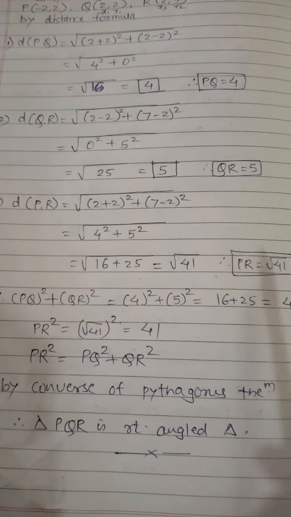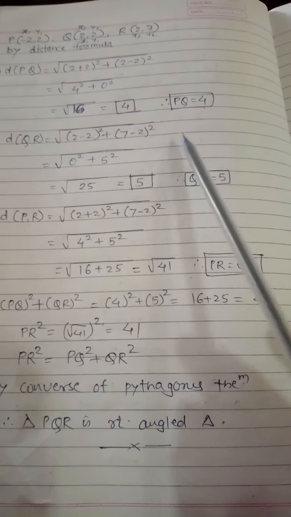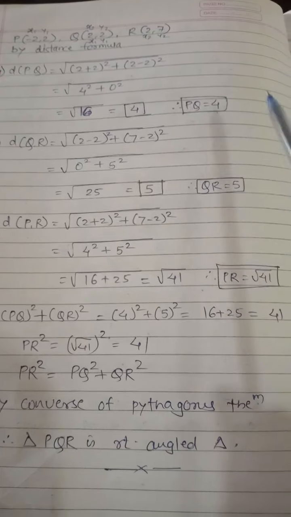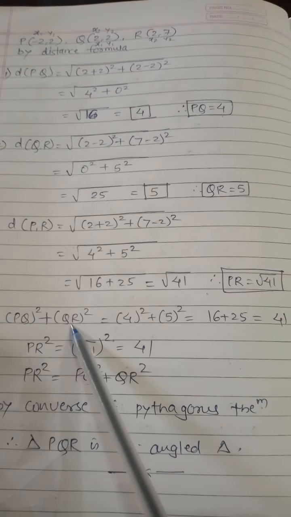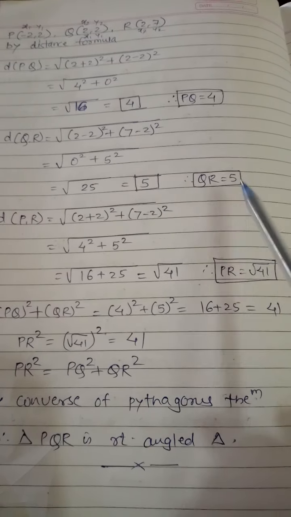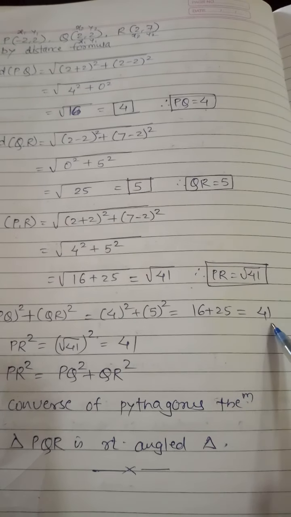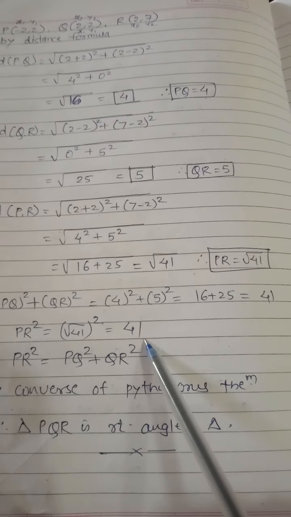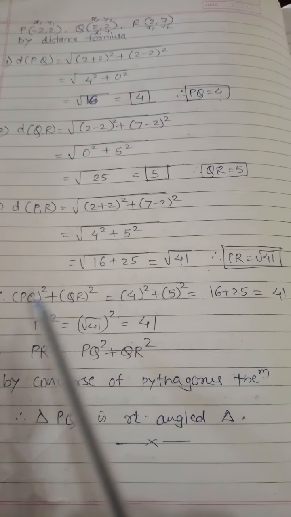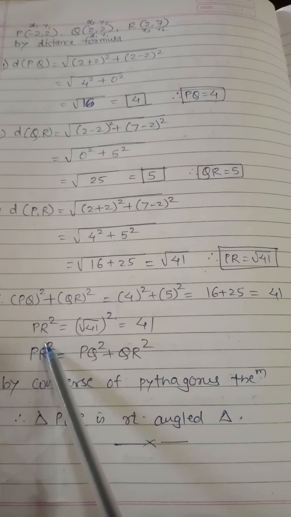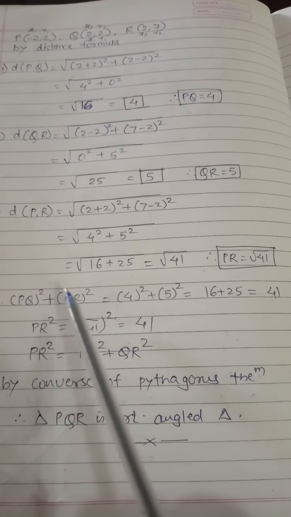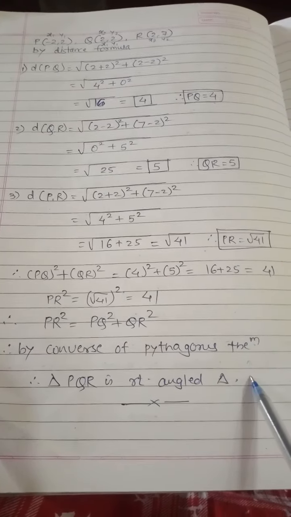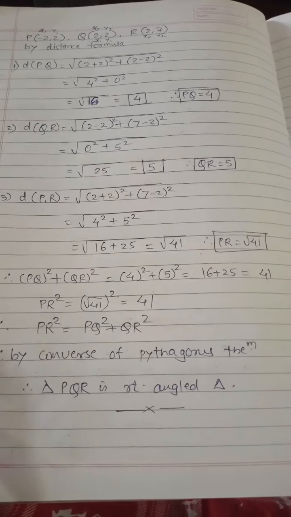Now for the Pythagoras theorem we have to take the square of each side. I am taking PQ square and QR square and adding these two. So PQ square plus QR square equals 4 square plus 5 square. The addition we get here is 41, and the remaining side square, PR square, is root 41 squared, that is 41. Hence we prove that the sum of the squares of two sides equals the remaining side square. So PR square equals PQ square plus QR square, and hence by the converse of the Pythagoras theorem we prove that triangle PQR is a right angle triangle.